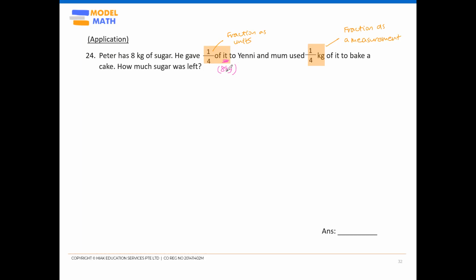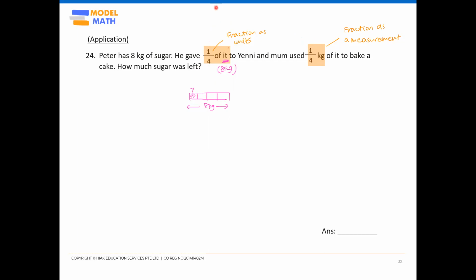So when I want to understand it using a model, that means he had 4 units of sugar at the start, and he gave Yenny one part of it. And the 8 kg will be whatever he had in total from the beginning. Can you see the difference? This 1/4 of it is in the form of 4 units, I give 1 unit to Yenny, whereas this 1/4 kg, the whole thing itself is already a mass. Take note, it's a really common misconception among P5 students. But it's okay, we learn along the way.